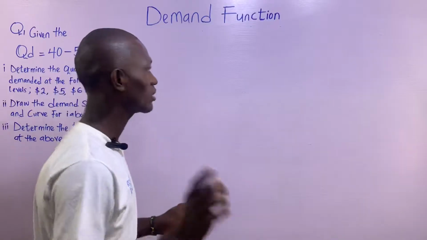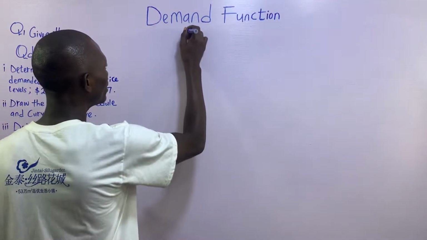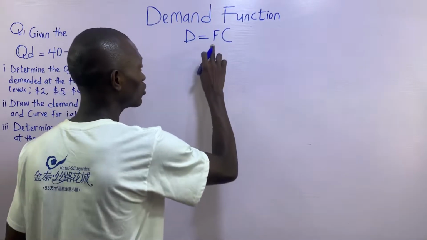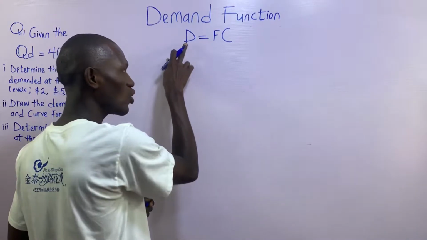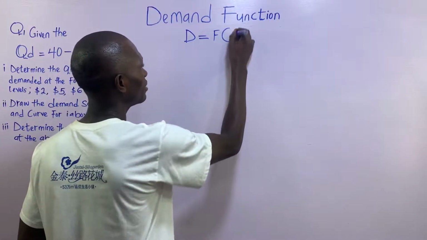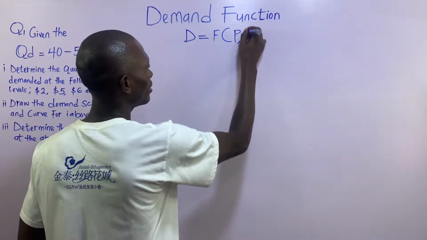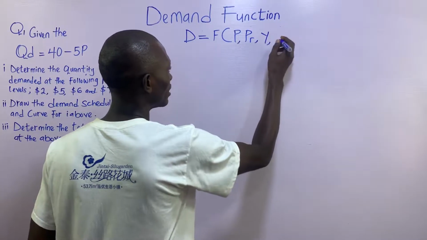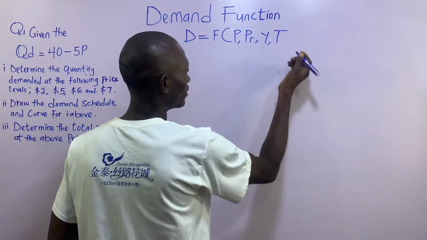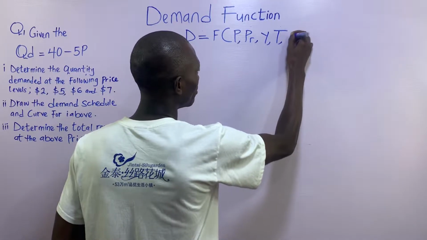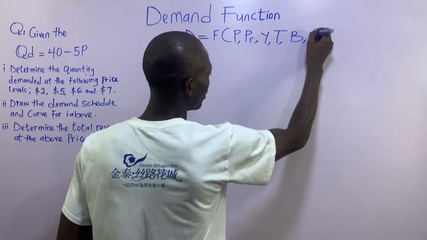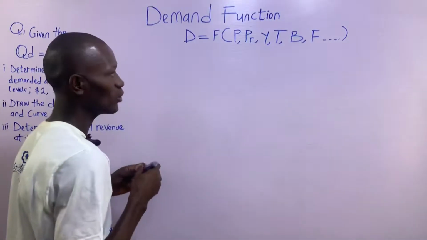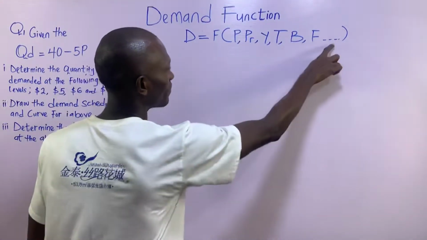So if we agree to that, then demand will be a function of, that means demand will be determined. That means the quantity demanded of a commodity will be determined by the price of the commodity, price of related commodity, income of the consumer, taste, preference, and habit of the consumer, the number of buyers, festive period, and all that. So demand is a function of all these factors.